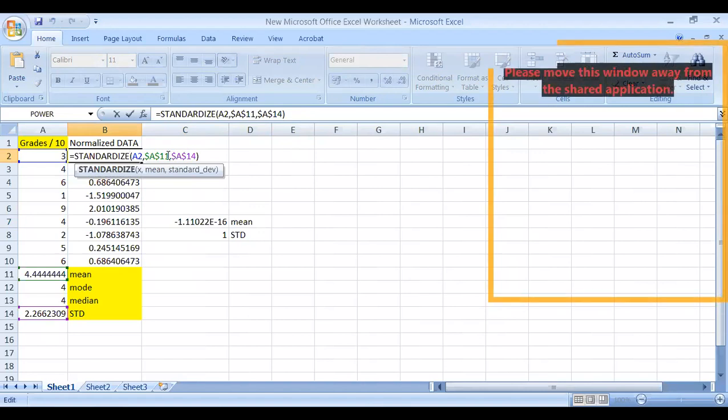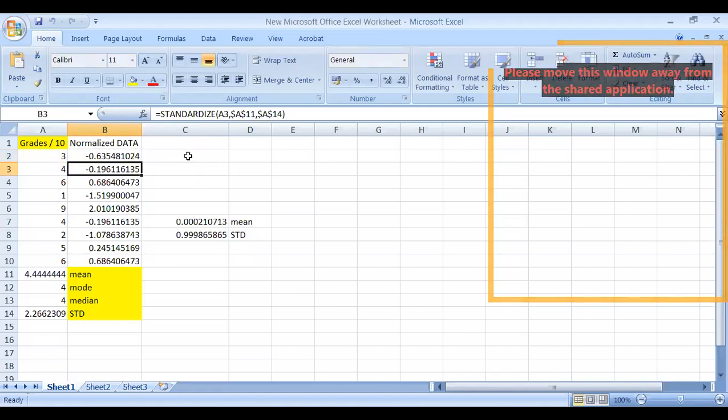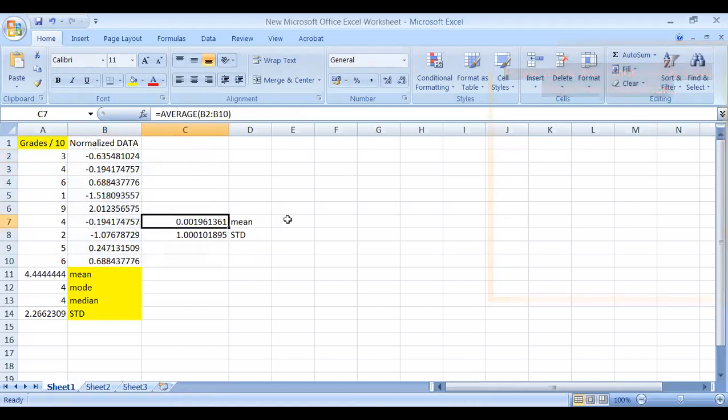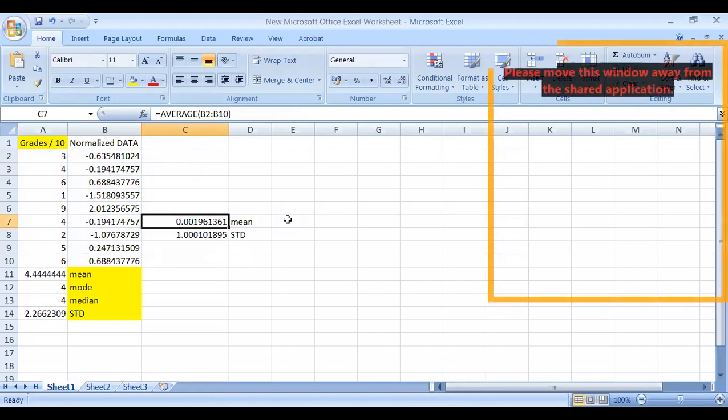And if you're confused with this, I can directly use the value of 4.44, and here I can use the value of what we had, 2.66, right? And then if I calculate it, see, this becomes 0.001. That's almost 0, and a standard deviation of 1, right? So every normalized data will have a mean of 0 and a standard deviation of 1.